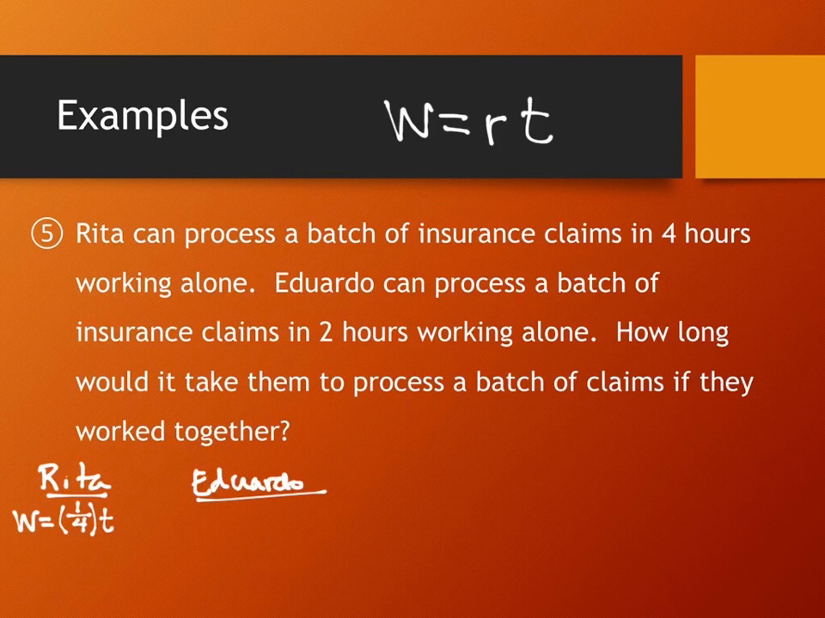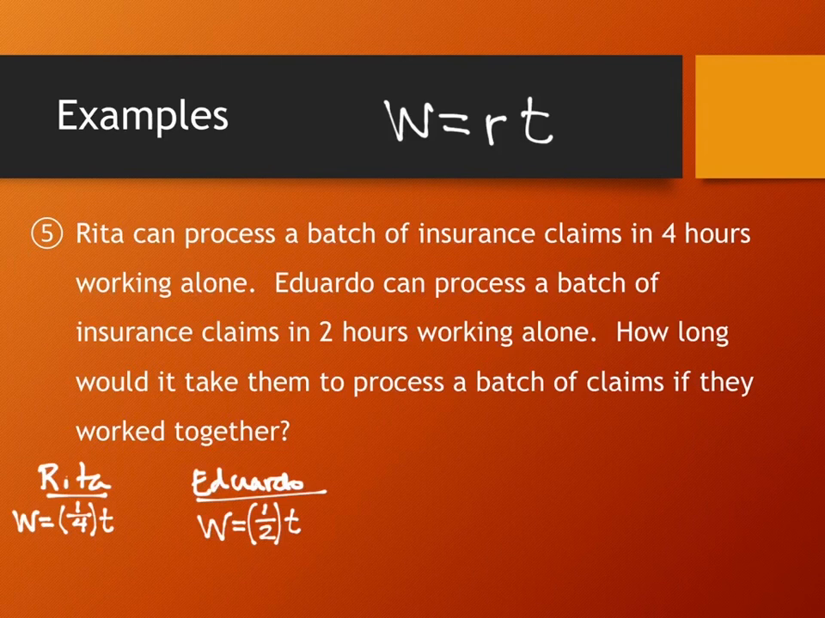What would Eduardo's look like for his work equation? 1/2. Yeah, 1/2, because he can accomplish half of the batch that he's working on in 1 hour. And again, we don't know how long he's going to end up working when he works with Rita. So that's the T is time, and that's the quantity we don't know.